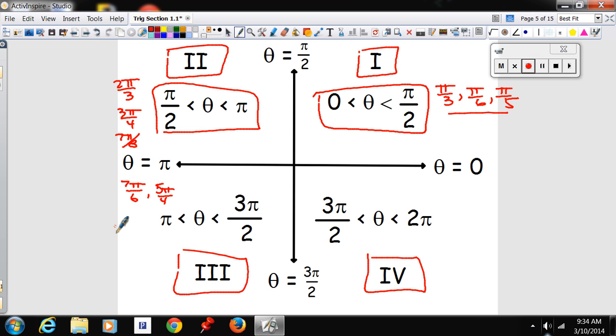Quadrant 4, you're going to have angles that are between 1.5 and 2. I think some of the ones we did was like 11 pi over 6. I think we did 7 pi over 4. Those are all angles that are bigger than 1.5 pi's, but they're less than 2 pi's. So those are just quadrants. You're going to have a couple of questions on the homework that are going to ask you what quadrant things might be. So you should know if it's between these two, it's in quadrant 2. If it's between 0 and 1/2, it's in quadrant 1. So that would be just that one.